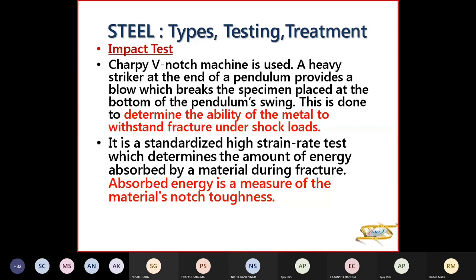It is a standardized high strain rate test which determines the amount of energy absorbed by the material during fracture. Because the potential energy is converted to kinetic energy, which is absorbed by the material, and that creates the fracture there. So the absorbed energy of the material will determine the notch toughness. We make a notch, for example, like the sachets you have for ketchup. You will have a cut there so that you can tear it open from that area. That's a weakened area. So a notch is a weakened area to create a fracture.